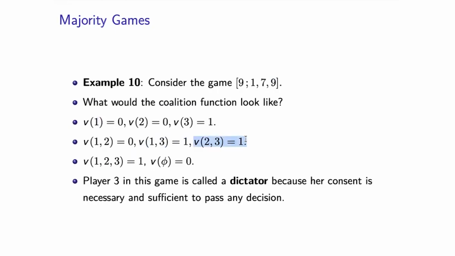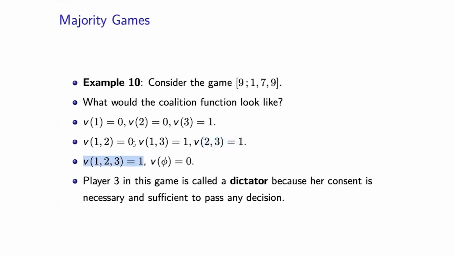Another interesting thing to note in this game is that you have this interesting property where basically whichever way 3 is going, that decision is going to be passed, right? So from here, you see that 3 alone is enough to pass the decision. And if 1 and 3 get together, that's also going to be enough, right? Because definitely now you have more members. And similarly, V of 2, 3 is also going to be equal to 1. And V of 1, 2, 3 is equal to 1, right?